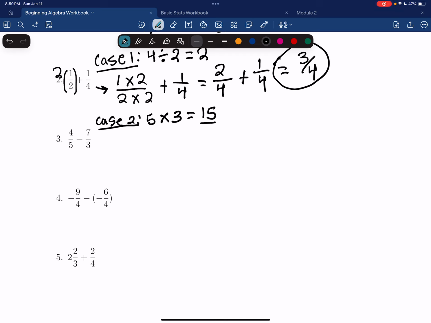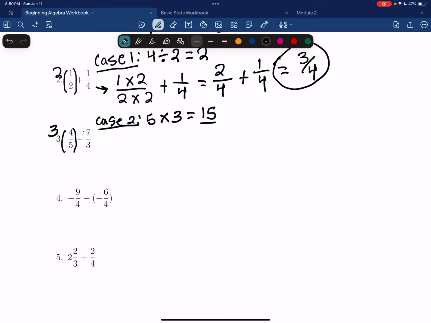So for this first fraction, our denominator is 5. So we have to think, how many times do we have to multiply 5 to get to 15? Well, let's multiply 5 by 3 to get to 15, because 5 times 3 is 15. So we're going to multiply this entire first fraction by 3. That way we can get that denominator 5 equal to 15, because that's what we want.